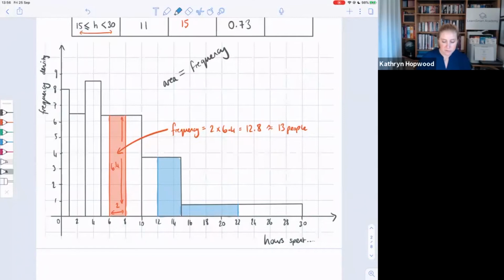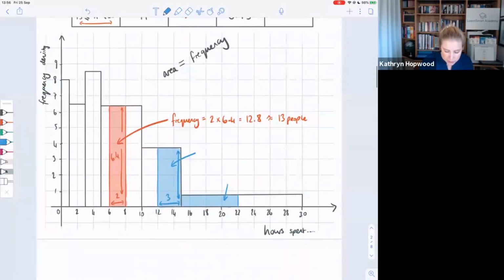All we do here to find the total frequency that we think, the number of people between 12 and 22 hours of television watching per week, is we work out the separate areas and add them up. So the area of the one on the left, it has a width on the bottom of between 12 and 15, so 3, and a height of, I'm going to check what that was, it was 3.8. So 3 times 3.8 gives me an area of 11.4. Don't round that one yet. Make sure we add them together until we round it to the nearest person.